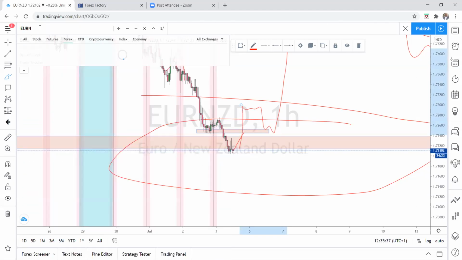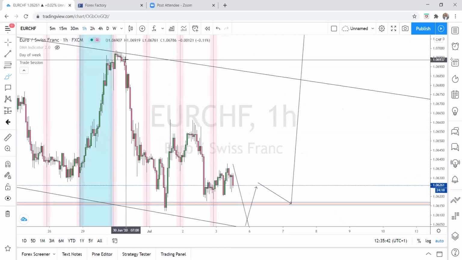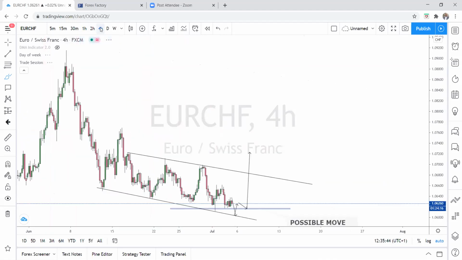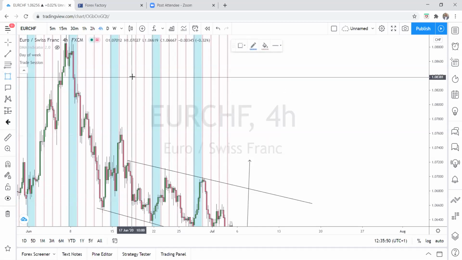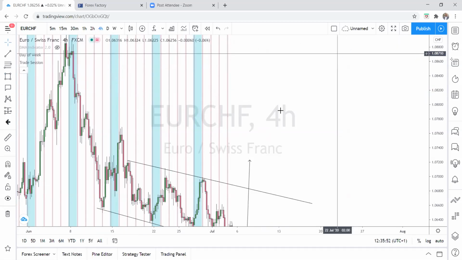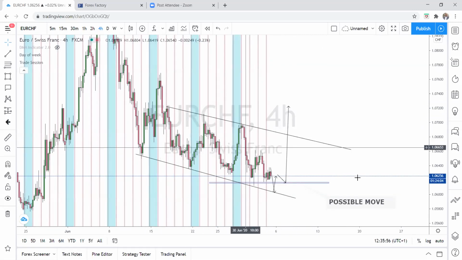Then lastly, Euro CHF. You can see where you have a channel, you draw a channel. Where you don't see a channel, you don't draw one. Now I have seen a channel. And with the use of trend lines, you can see it's perfect. For those that understand wave theory, you see that what is developing is what is called a diagonal.